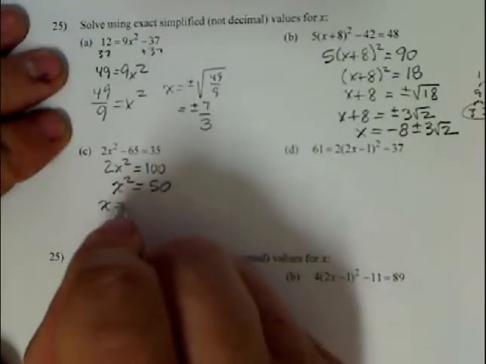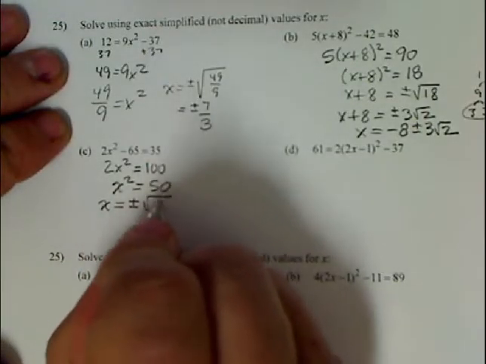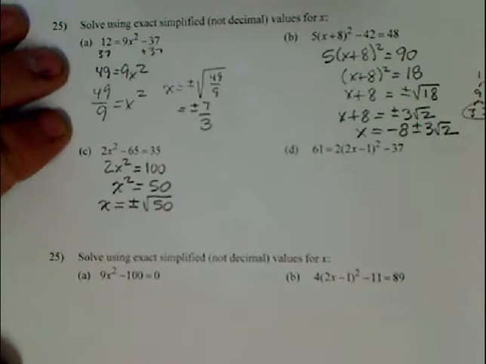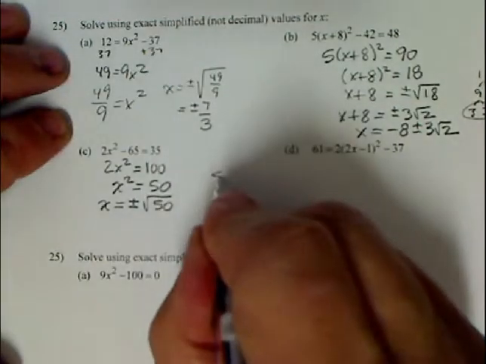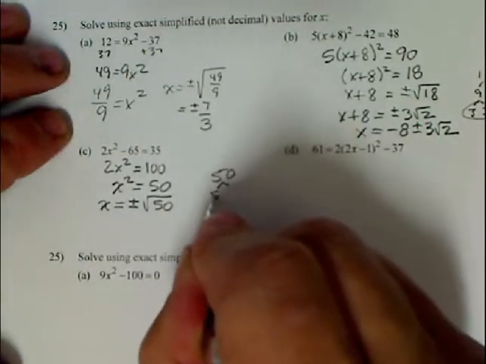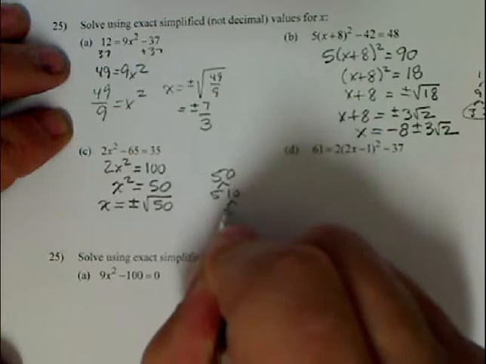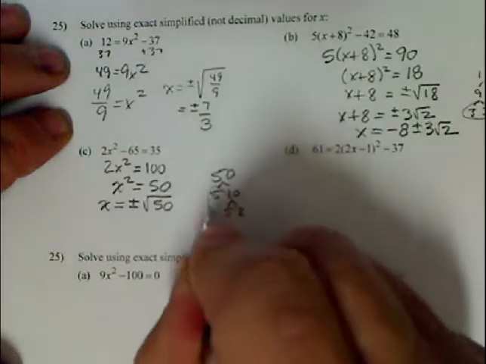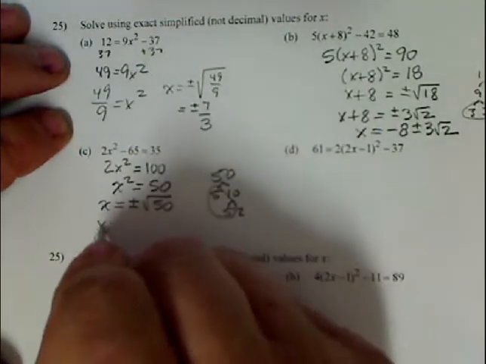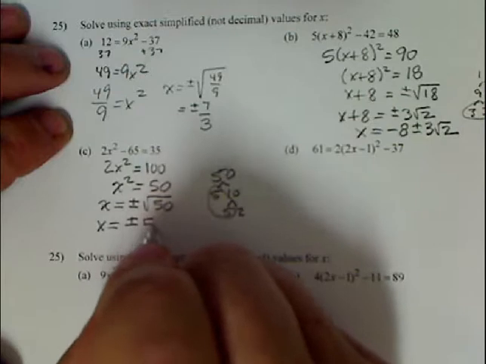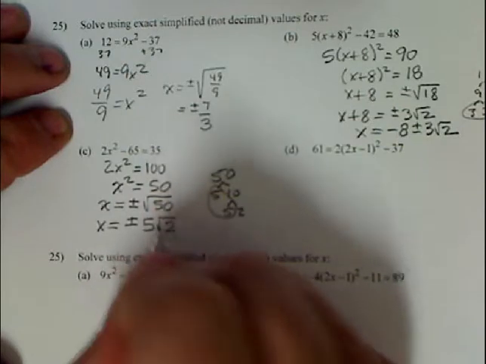Take the square root. I get x equals plus or minus the square root of 50. But I can simplify the square root of 50. 50 is 5 times 10. We have 5 times 2. I can take out a 5. So x equals plus or minus 5 root 2.